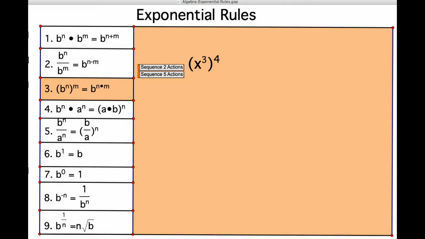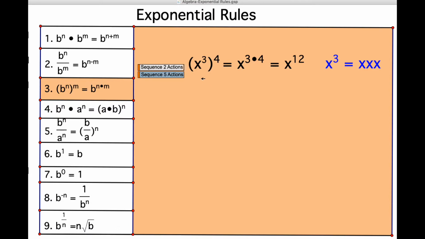When I have an exponential itself raised to an exponent, the rule says that I should multiply the two exponents. Keep the same base and multiply the two exponents. So let's look at it when I have x cubed raised to the 4th power. That would be x to the 3 times 4, or x to the 12th.